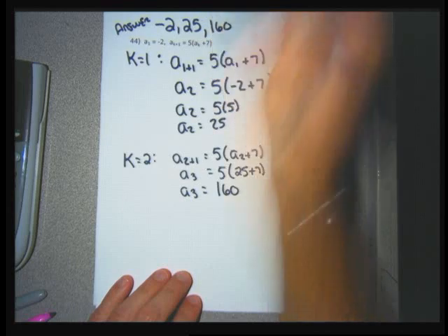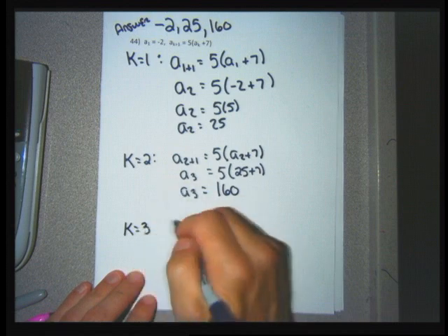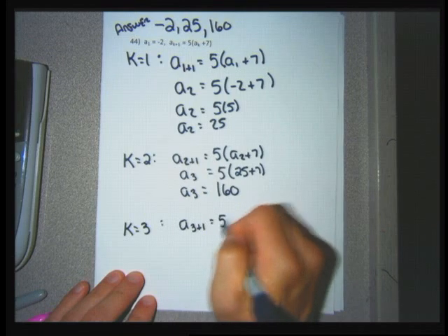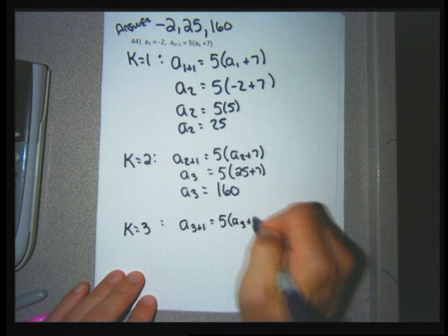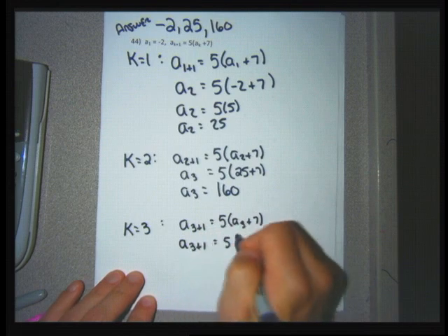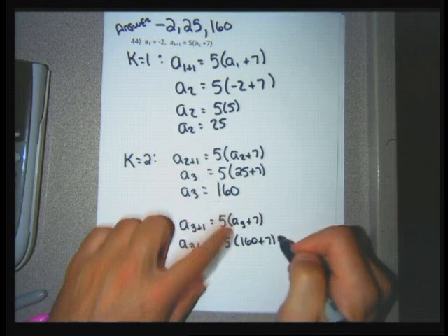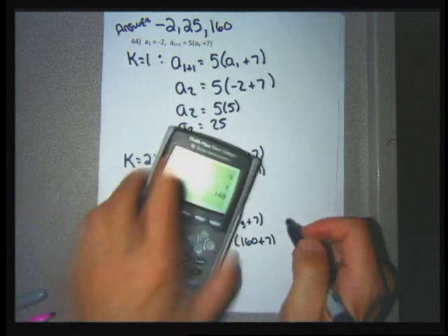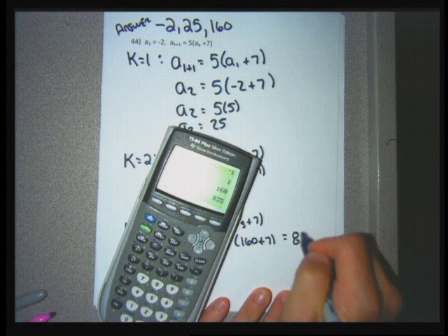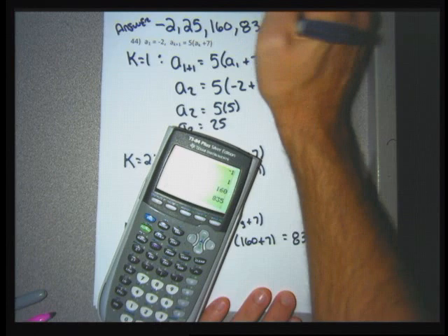I don't see a pattern there that I could predict the next number, so I'm going to just do it manually. Let k equal to 3. I get a sub 3 plus 1 equals 5 times a sub 3 plus 7. So it's going to give me a sub 3 plus 1 equals 5 times and then 160 plus 7. I'm plugging 160 in for that a sub 3. That's 5 times 167. That's 835. So the fourth number in this sequence is the number 835.